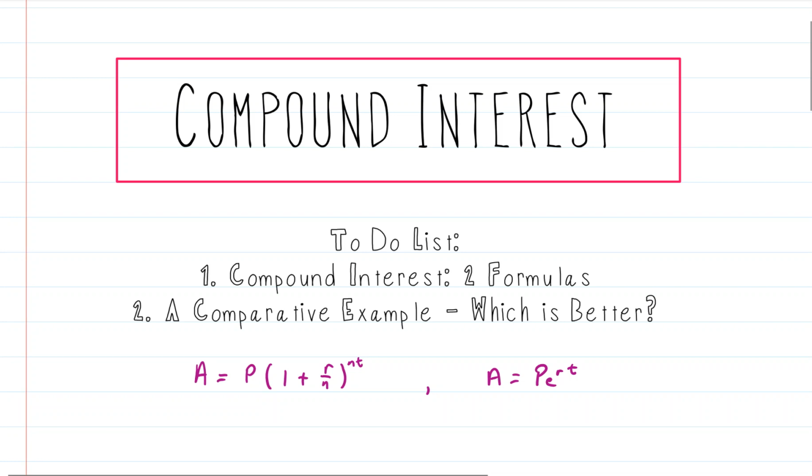So the first thing we're talking about is the definition of compound interest. We've got two formulas and we'll talk about both of them. The second thing is we'll do a comparative analysis. We'll give an example with both of these formulas and see which one is better. I'll also put the timestamps for each of these parts in the video description, so if you want to skip ahead, you're more than welcome to.